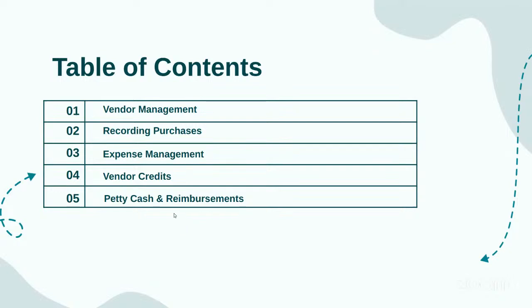Second, recording purchases. Next, we walked through the purchase life cycle: purchase order, bill, payment. You can skip the PO if your business doesn't require formal approvals, but bills and payments are non-negotiable if you want clean books.